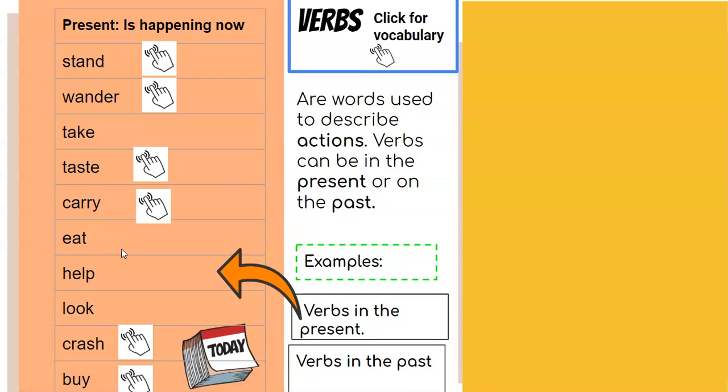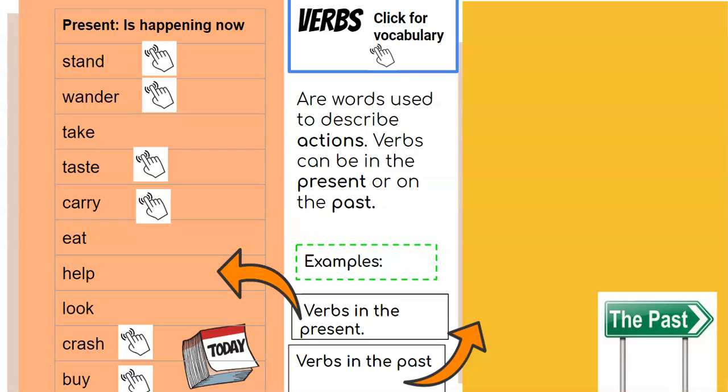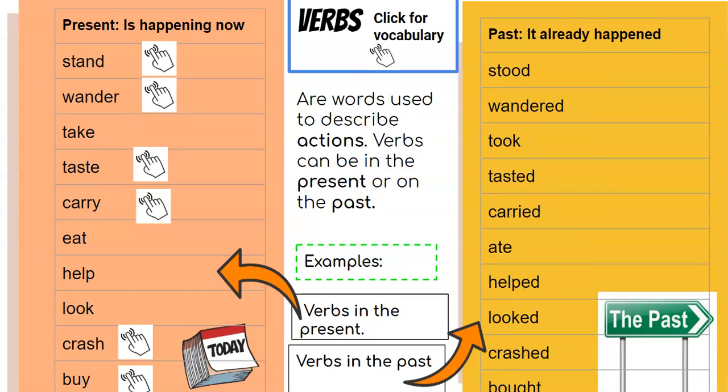And now we're going to see verbs in the past. Okay? It already happened. We have stood is the past tense of stand. Wondered is the past tense of wonder. Took is the past tense of take. Tasted is the past tense of taste. Carried is the past tense of carry. Ate is the past tense of eat.